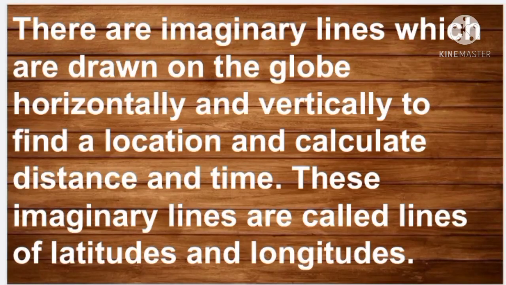Now let's see about the lines on the globe. There are imaginary lines which are drawn on the globe horizontally and vertically to find a location and calculate distance and time. These imaginary lines are called lines of latitude and lines of longitude. Students, the lines circling the globe in the north-south direction are called lines of longitude or meridians. They are used to measure distances east and west. Lines of latitude and longitude crisscross to form a grid.